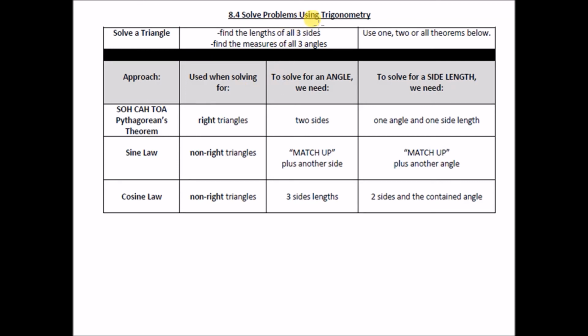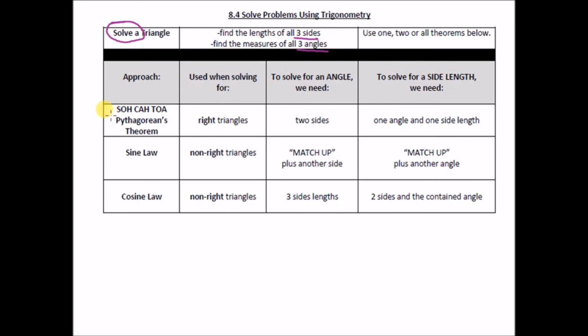We're just solving problems using trig. So just in general, sine law, cosine law, there may be a little bit of Sohcahtoa thrown in there. Okay, so just solving problems in general with trig. So to solve a triangle, there's different approaches. To actually solve, that means find all three sides, all three angles. So what you're going to do is use one, two, or all of the theorems below.